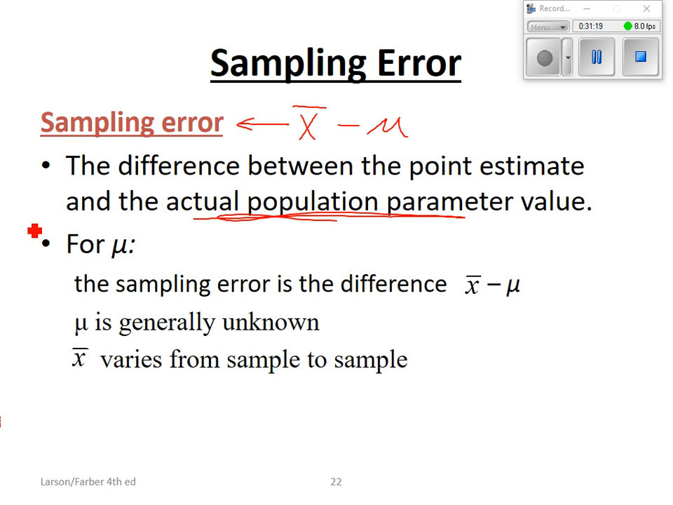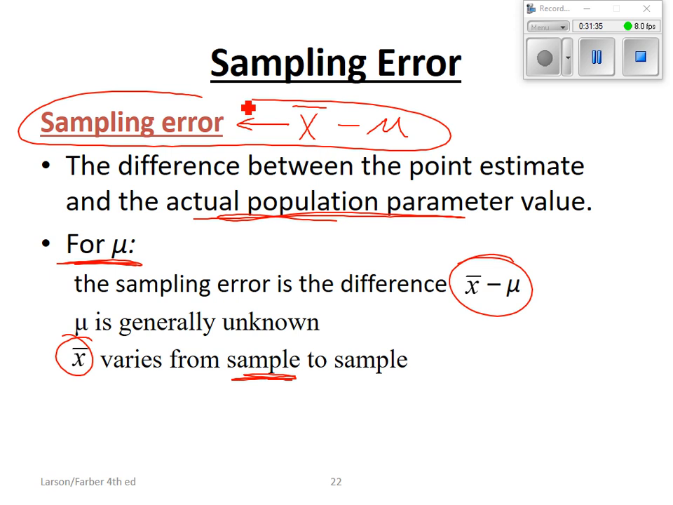So if we don't know the mean of the population, for every sample the X bar is going to change. It's going to be a little different for each sample. Hopefully you know that by now. The main idea of all this is that sampling error is X bar minus mu. That's a mu.